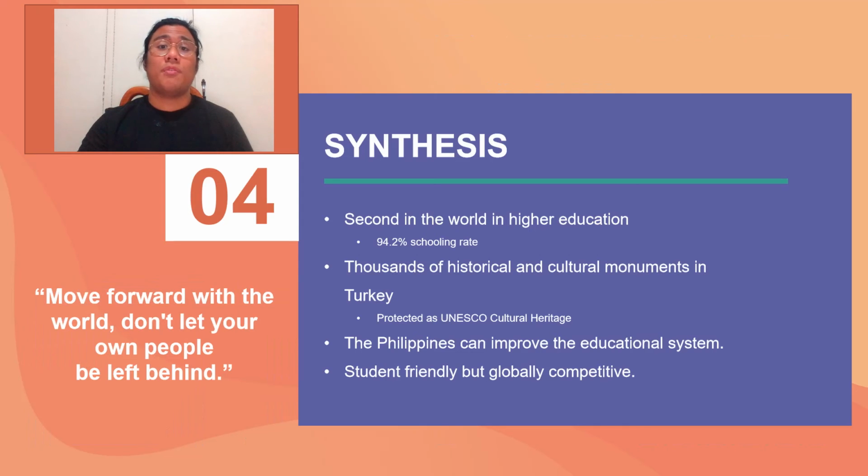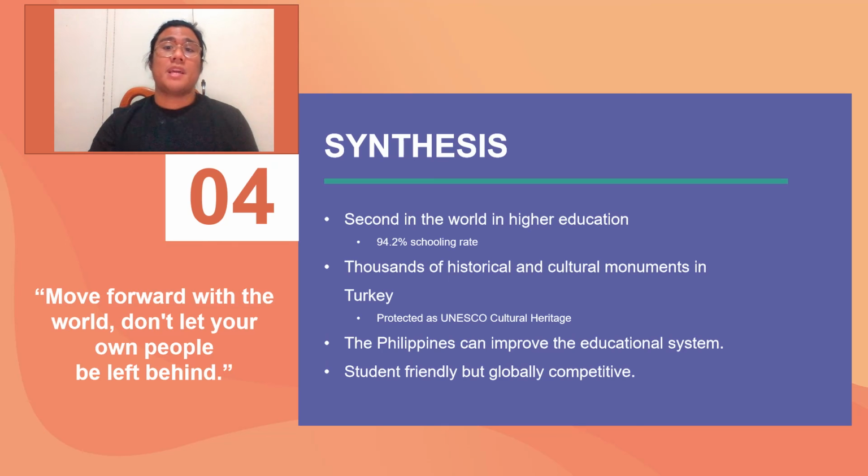Turkey is considered one of the great environments for learning. The country is second in the world in higher education with a 94.2 schooling rate. Turkey is involved in the European Higher Education Area, implementing the Bologna process in a perfect way. There are thousands of historical and cultural monuments in Turkey which are protected as UNESCO cultural heritage. No matter which one of the 207 universities you go to, you will experience a modern, convenient campus life, equipped with the latest technology.